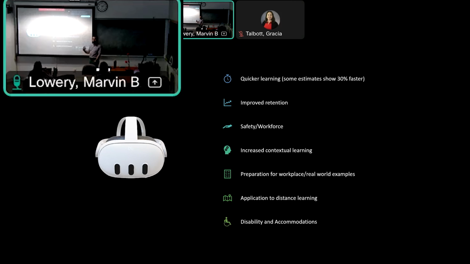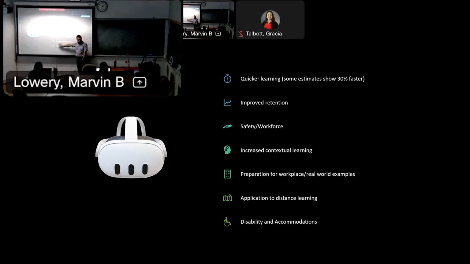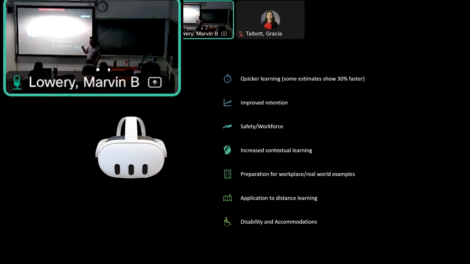We see that it can help improve retention, again, appropriately depending on the topic that you might be talking about. Safety in the workplace is one I'm going to talk about specifically today. Increased contextual learning, preparedness for workplace or real world examples. The big two that I'm very much interested in are these last two. The application to our distance learning, because we're already seeing a lot of workplace activities and meetings happening virtually. There's actually, for MetaQuest, a full workroom that you can go into virtually to do that. And then disability and accommodations is one that I'm very much interested in.